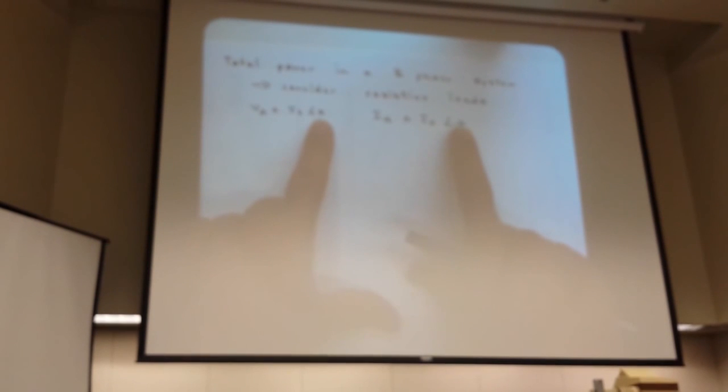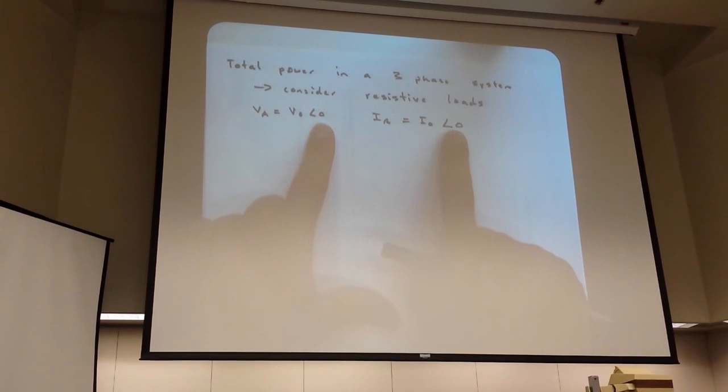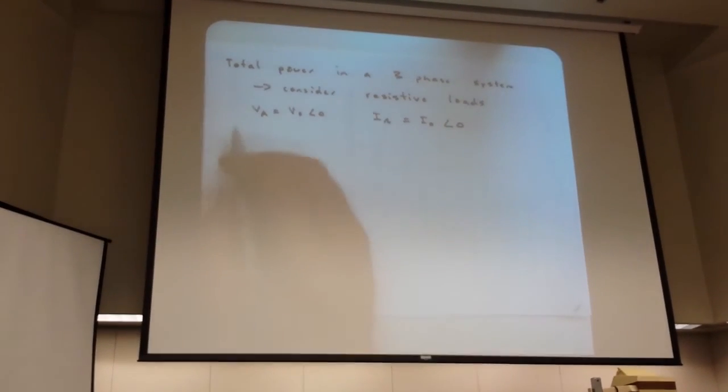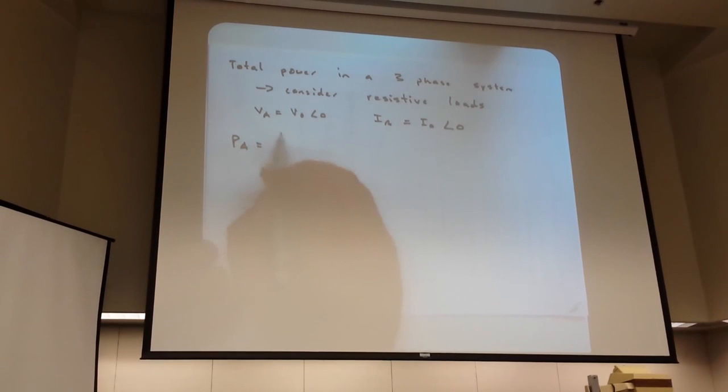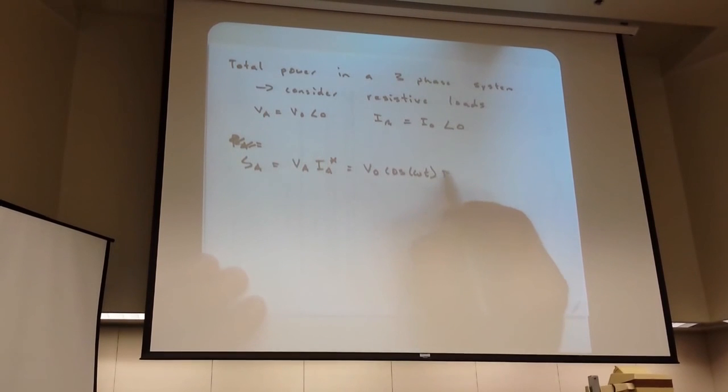Something to recognize, something to be familiar with. Resistive load means VA and IA have to have the same phase. Then if we look at power in line A, and I should be a little careful here, let's use my S. SA is VA times IA conjugate. And let's go back to representing this as a sinusoidal signal, or cosine as the case may be. V naught cosine omega t, I naught cosine omega t. Right?